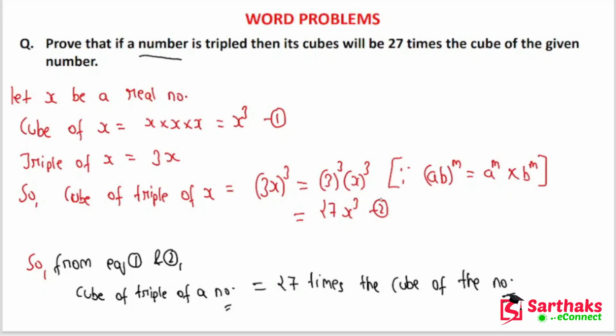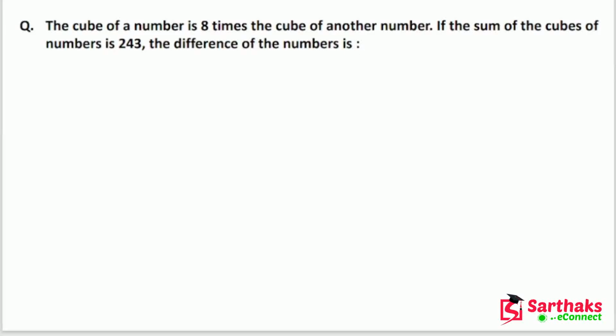So it was a very easy question. Again, the concept of cubes and cube roots has been used over here with the concept of powers and exponents, and the format has been done in the form of a word problem. Let us take another question which is again also a word problem. Now this says the cube of a number is 8 times the cube of another number. If the sum of the cubes of the numbers is 243, the difference of the numbers is. Again, very easy question. Let us start.